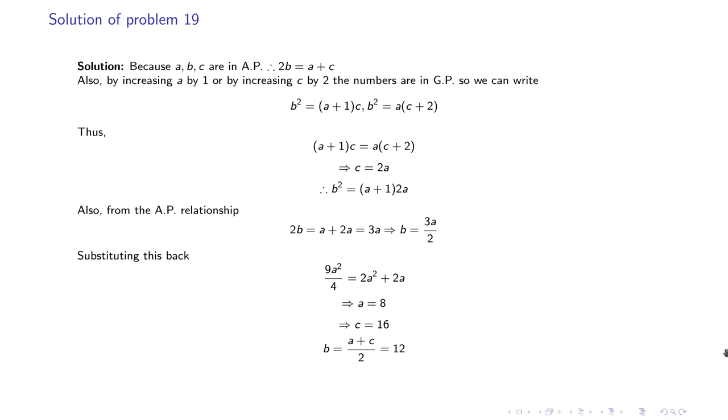Now we substitute c is equal to 2a in b square. So b square becomes (a plus 1) into 2a. Now from the AP relationship which we have earlier, we can write that 2b is equal to a plus 2a, that is 3a, so b becomes 3a by 2. Now substituting this in the earlier value, we have 9a square by 4 is equal to 2a square plus 2a. Now this gives a as 8 and c as 16, because c is double of a, which we derived earlier. Now b is nothing but (a plus c) by 2, which is 12.